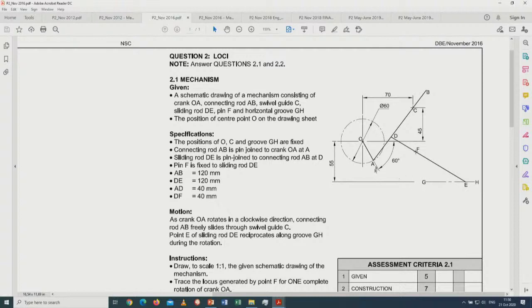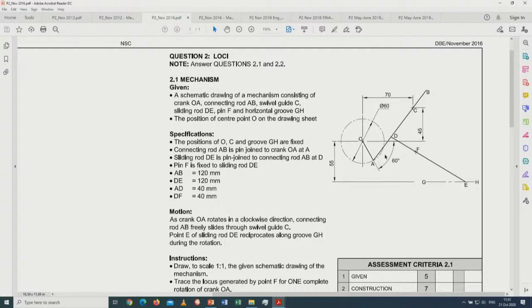That's not going to move. This rod, however, will start moving, pushing inwards and outwards through the eye over there. It's connected at D. Connecting rod AD is joined to crank OA at A, and then the sliding rod DE, that one over there, is also a pin joint. In other words, it's pivoting at that point.